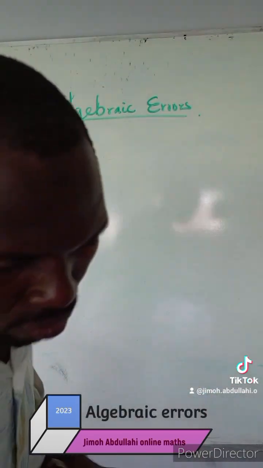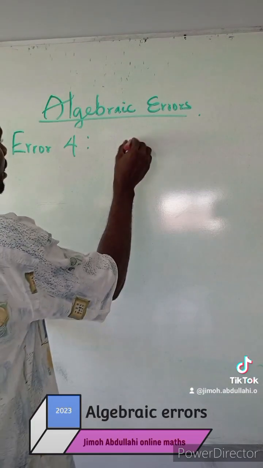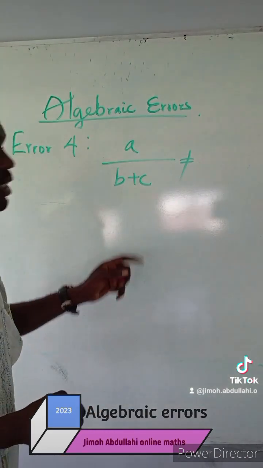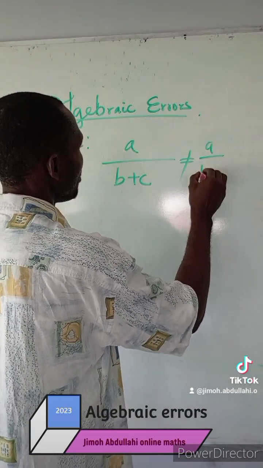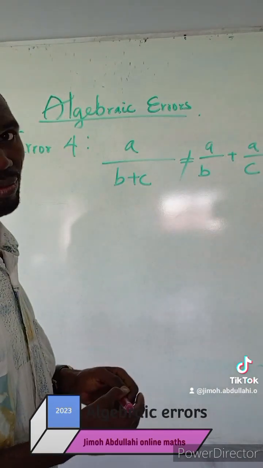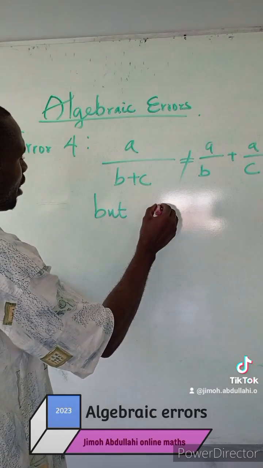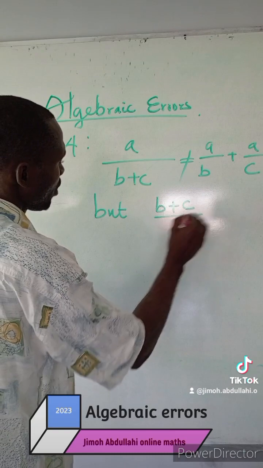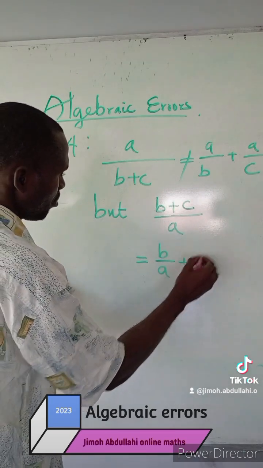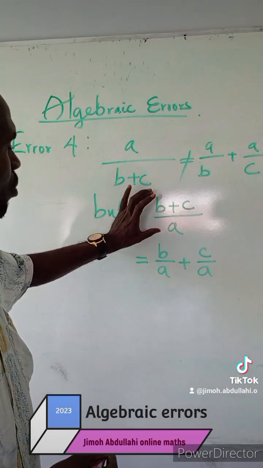Now, error 4. Error 4 is when you have something like A over B plus C. It is not the same thing as A over B plus A over C. It is not equal. But when you have B plus C over A, then you may equate it to B over A plus C over A. You understand? So this is the only way you can break it down.